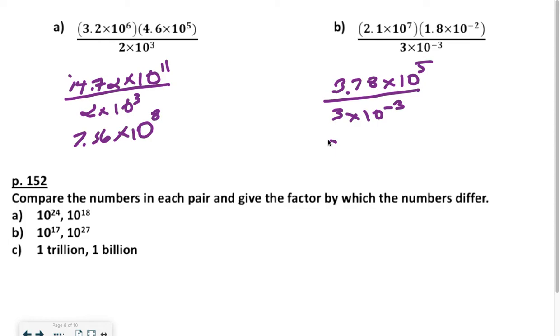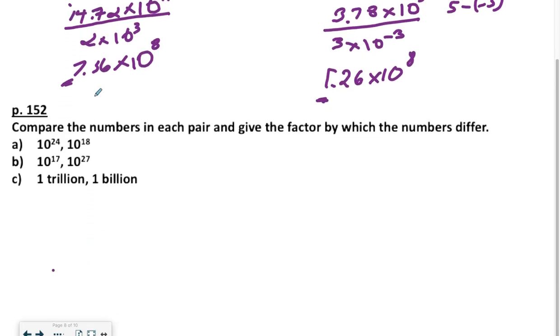3.78 divided by 3 is 1.26. Subtracting the exponents, again, I'll do it on the side. 5 minus negative 3 is 5 plus 3, which is 8. And again here, 1 through 9. Here, 1 through 9.